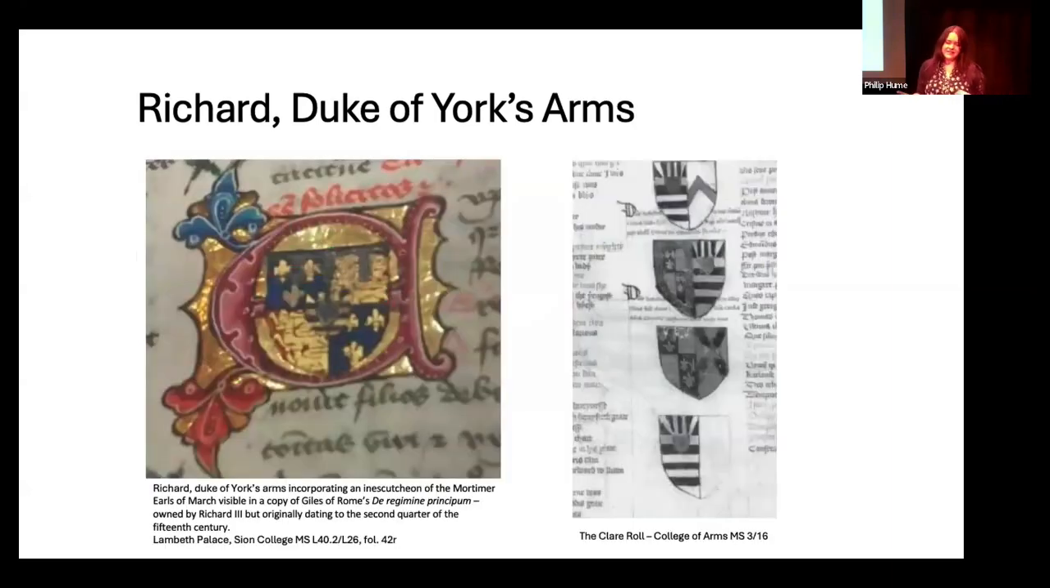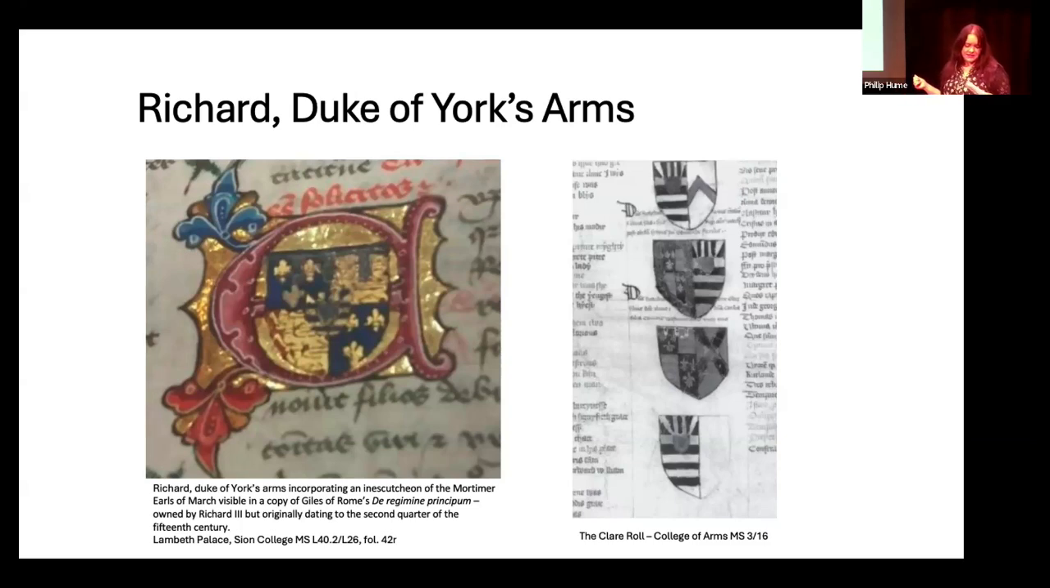However, there are some interesting links in manuscripts before 1460. For example, on the left-hand side of the screen here, you can see Giles of Rome's De Regimine Principium, which is a manuscript from the second quarter of the 15th century. It was later owned by Richard III, so it's possible that Richard, Duke of York, owned this earlier, although we can't prove that. You can see that it includes Richard, Duke of York's arms within the image on the screen, but there's also a little Mortimer escutcheon within York's arms as well. So there's a clear link being made here to the Mortimer family.